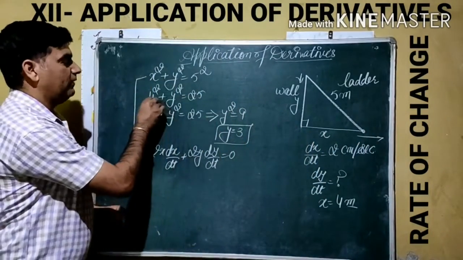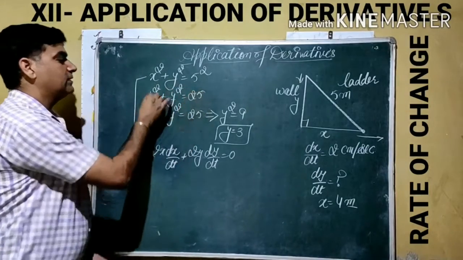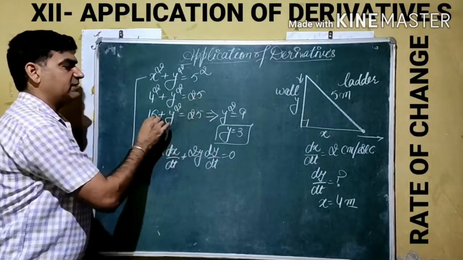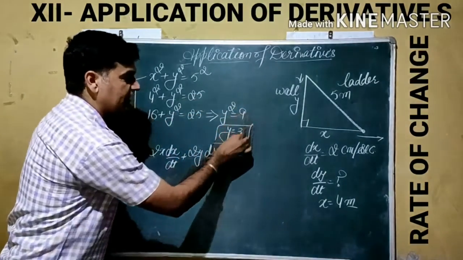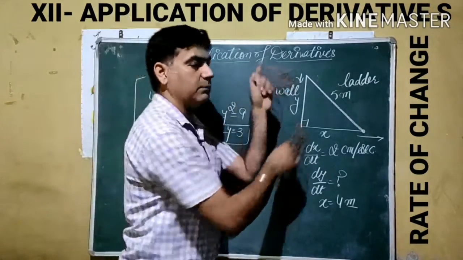If we use the value of x as 4, we get square of 4 plus y square is equal to 25. Square of 4 becomes 16, plus y square is equal to 25. By shifting 16 to the right side, we get 9 here. As you know, y is the square root of 9, which is 3. We reject the negative value because the height of the wall is always positive.